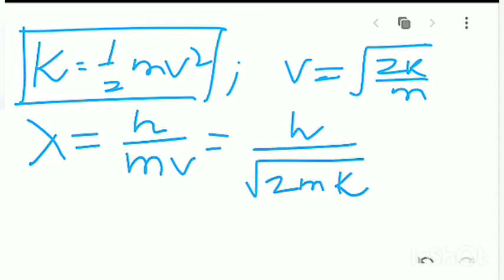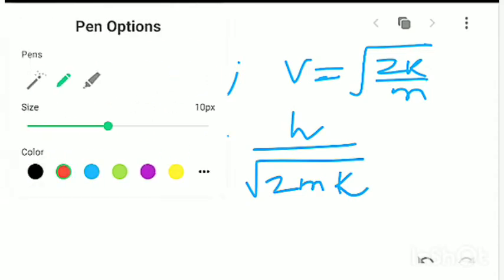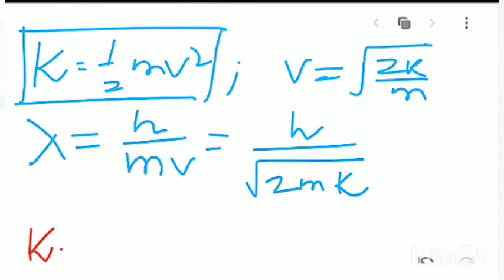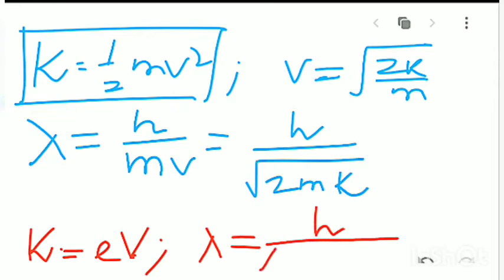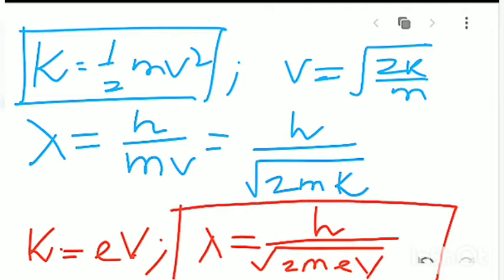And if we express the kinetic energy of the electron in terms of electron volt, that is charge times potential difference, then K equals eV for an electron of charge e, and hence the formula will become h by root 2meV. We must remember this, in place of K we write eV. It's a very important formula for calculation of the wavelength of an electron. A potential difference is given, and we know the rest of the things, because the mass of the electron and everything else are known to us. Clear?